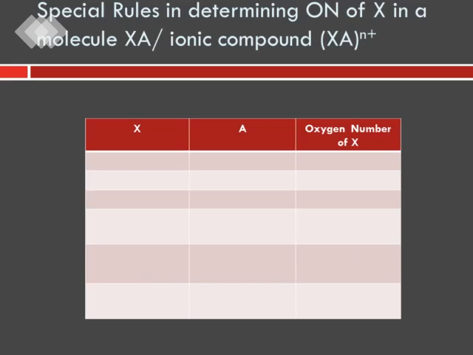If X is hydrogen attached to a non-metal A, for example HCl, then the oxidation number of X is +1. If X is hydrogen attached to a metal atom such as NaH, then the oxidation number of hydrogen is -1. The oxidation number of oxygen is always -2.